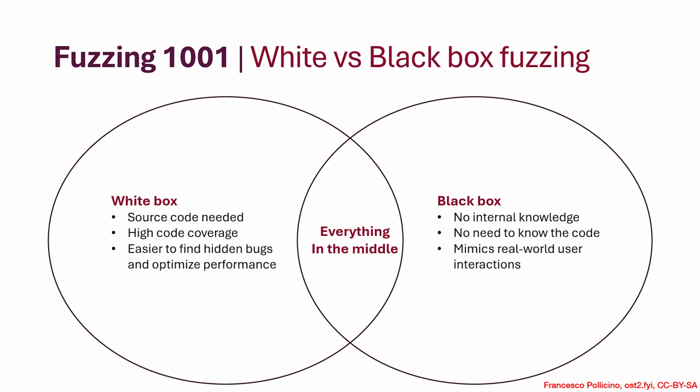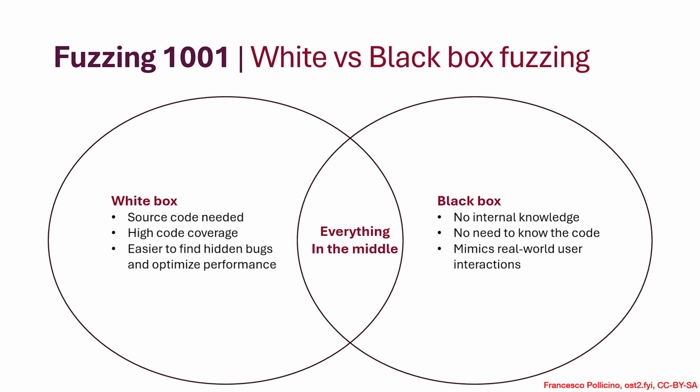White box fuzzing requires access to the source code, which allows for better code coverage and makes it easier to find hidden bugs. By understanding the internal structure, we can create more effective and targeted test cases. In contrast, black box fuzzing does not require knowledge of the source code. It tests the application from an external perspective, simulating real-world user interaction or how an attacker may use the system. This is really useful when we don't have access to the source code.